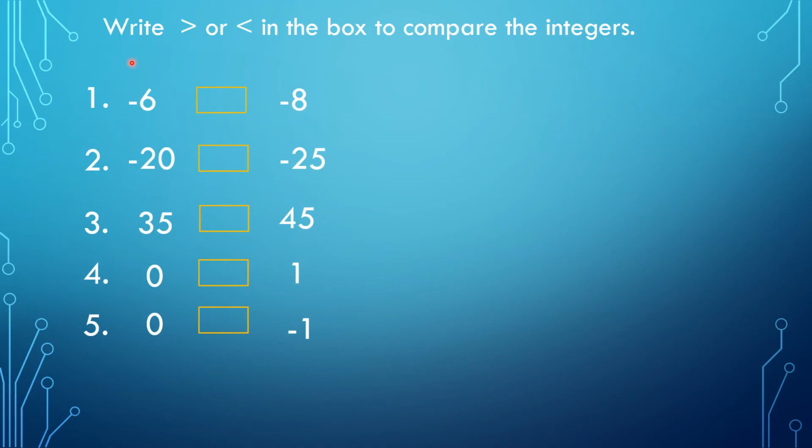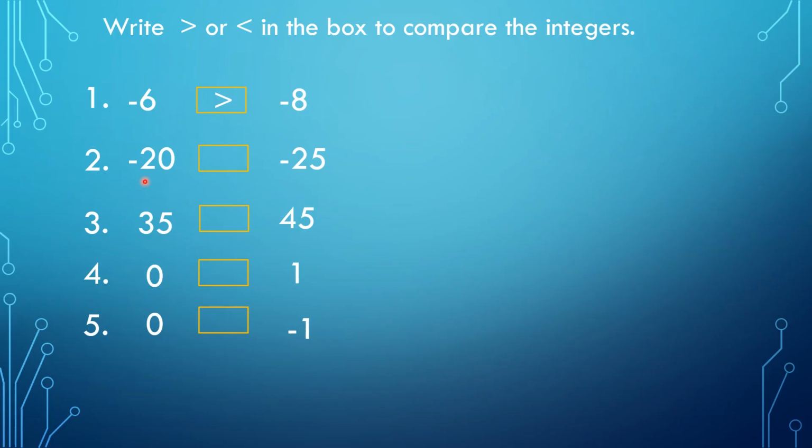Okay, so now here, I want you to write greater than or less than in the box to compare the integers. Now, you can also make your own number line if you want to label the integers. So negative 6, or you can imagine negative 6 and negative 8. We know that in the negative numbers, the bigger the number, the smaller the value, which means that negative 6 is greater than negative 8. Now, if you want to do it yourself, you can pause the video.